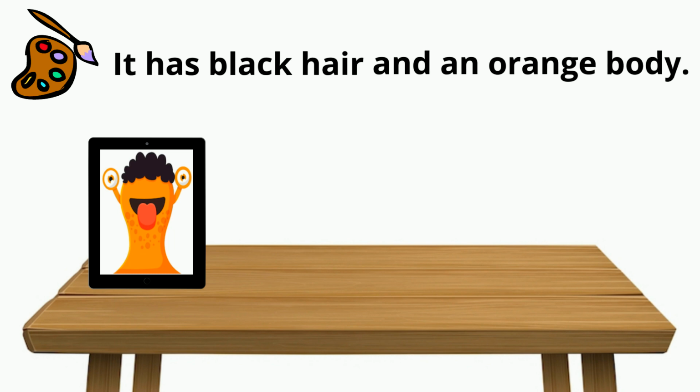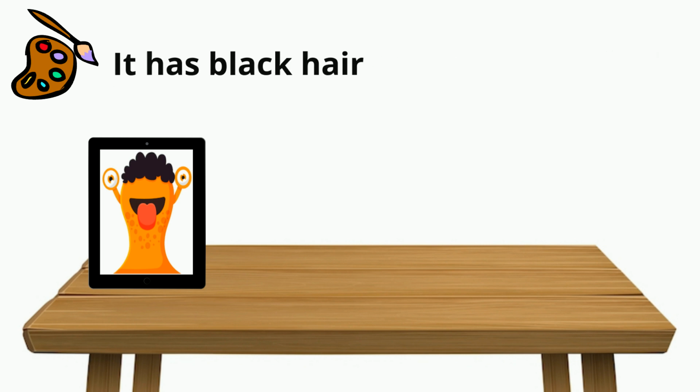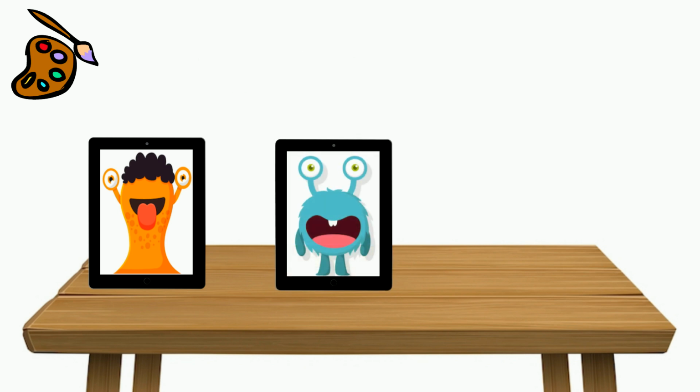It is a painting of a monster. Do you like it? It has black hair and an orange body. It has 2 eyes. Answer the questions about colour. Try to make a sentence. Are you ready?